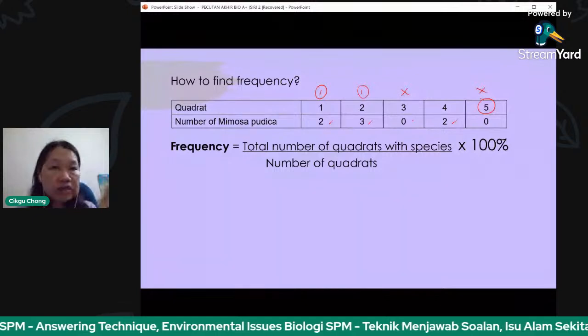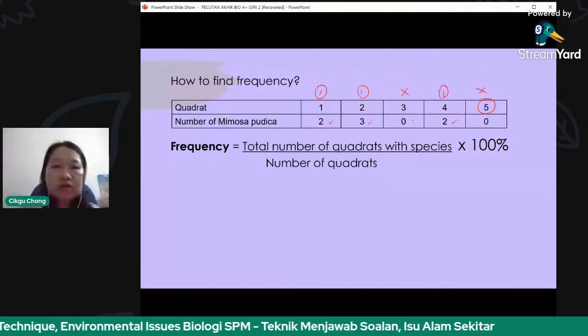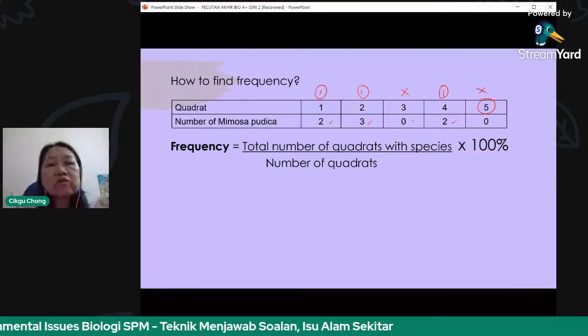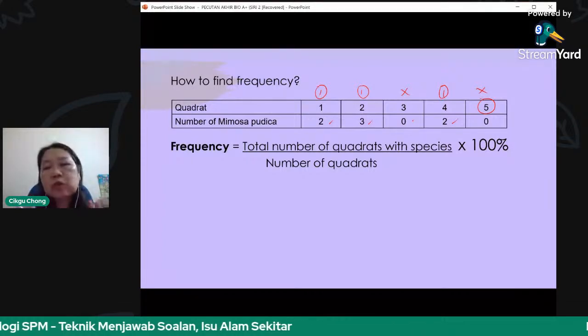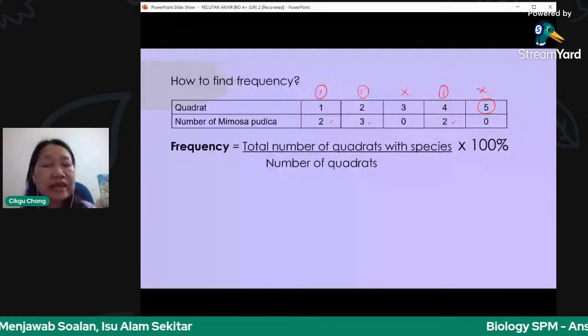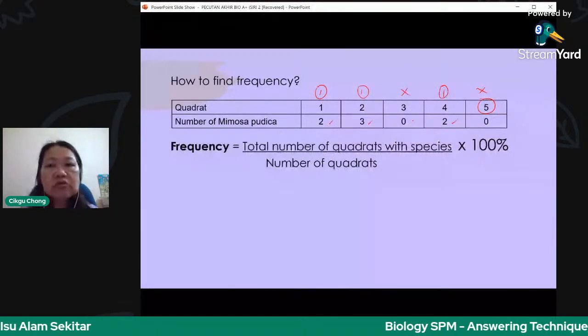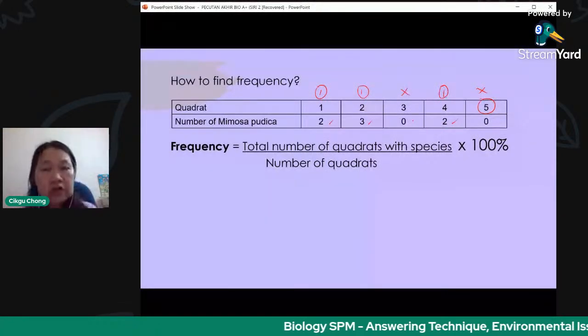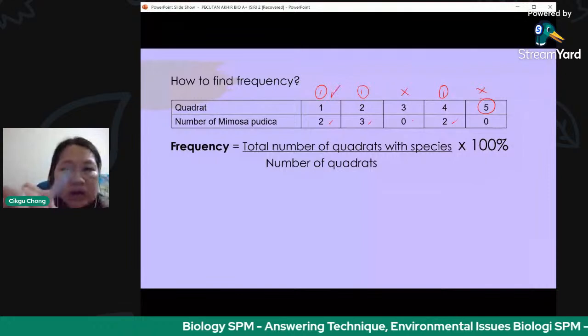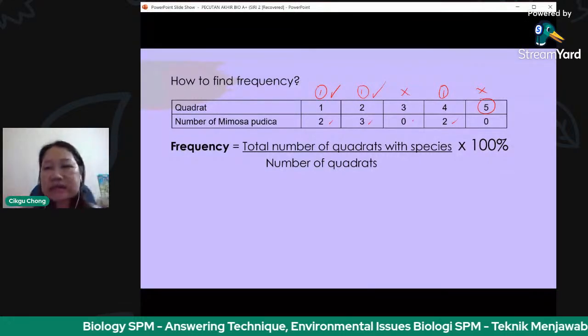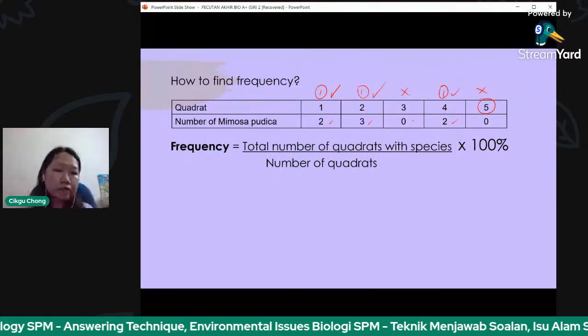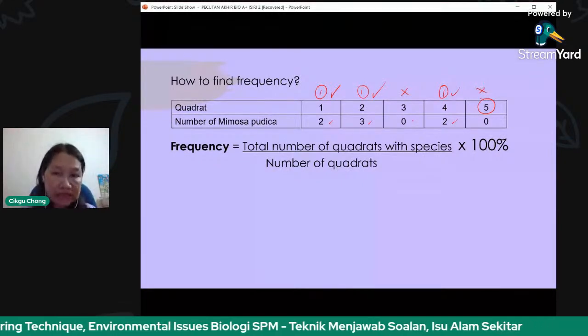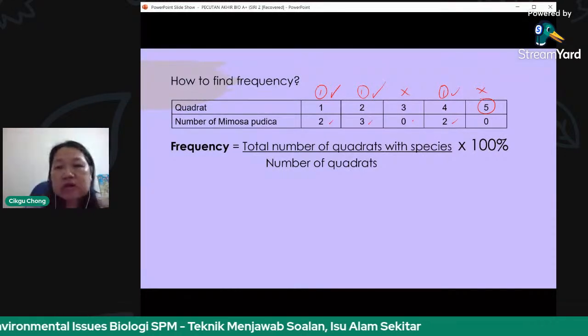And this is another quadrat with the sample. Altogether, there are only 3 quadrats with the Mimosa pudica that you want to investigate. So don't add your 2 plus 3 plus 2. Rather, you just take, okay, 1 ada, ini pun ada, ini pun ada. So you have 3, not 7. So the total number of quadrats with the species is 3 now.